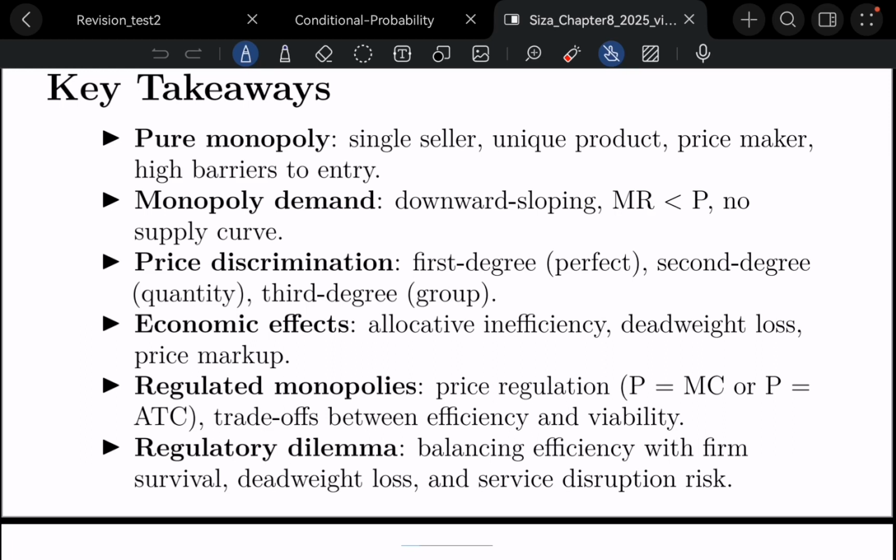We learned a few points. We have the fair return price and the socially optimal price, and we want to compare those prices to the monopolist price. We also want to compare the quantities to the monopolist quantities, and compare the efficiencies of those different points. And then we talked about the regulatory dilemma, where you have to balance efficiency with firm survival. So sometimes you have to have some inefficiency in order for the firm to survive. So that's it for this chapter.